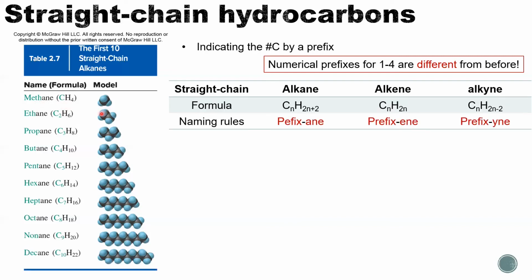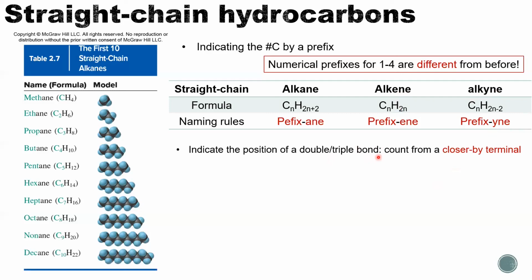I summarize the naming rules for alkane, alkene, and alkyne. You can determine what type of hydrocarbon it is from the formula by counting how many hydrogens and how many carbons there are. So it's a prefix plus ane, ene, or yne. Because alkenes and alkynes have double and triple bonds, sometimes we need to indicate the position of the double or triple bond. So we put a number, counting from the closest terminal carbon, indicating on which carbon we have the double or triple bond. Let's take a look at an example.